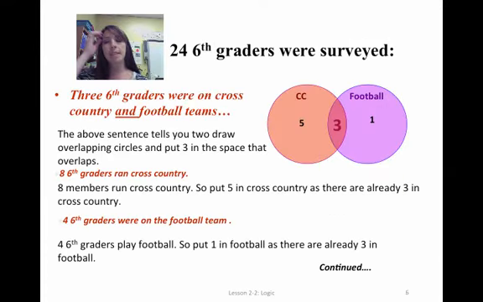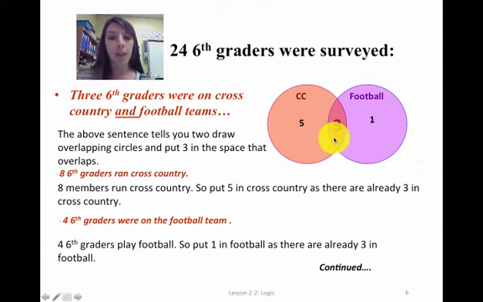Okay, so here's an example of how to read or create a Venn diagram in math. Our example is that we surveyed 24 6th graders. Okay, so 3 6th graders were on cross country and football teams. So we know we have to draw 2 circles. The above sentence tells us to draw 2 circles and put a 3 in the space that overlaps. So you have to have these circles overlapping. Okay, and we know that there's a 3 there.